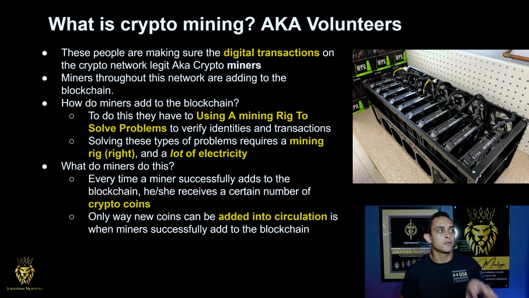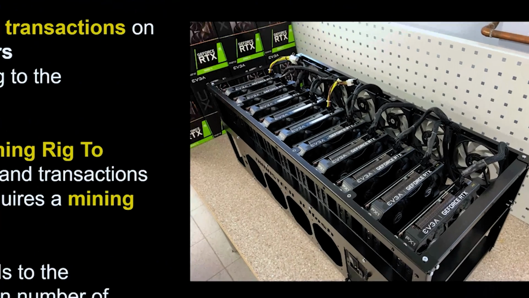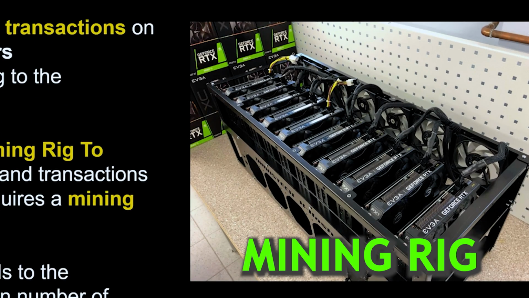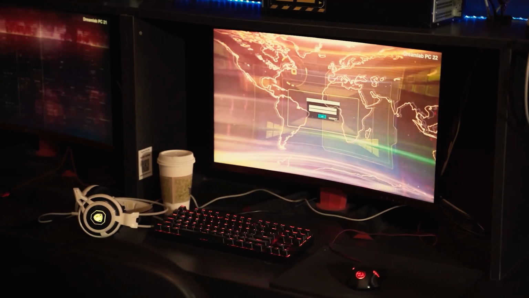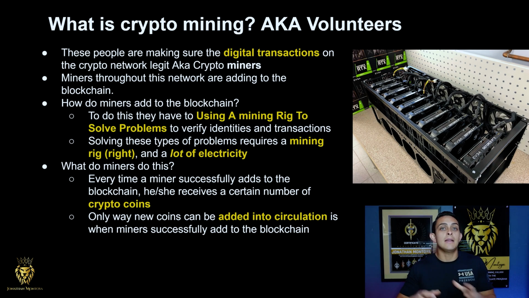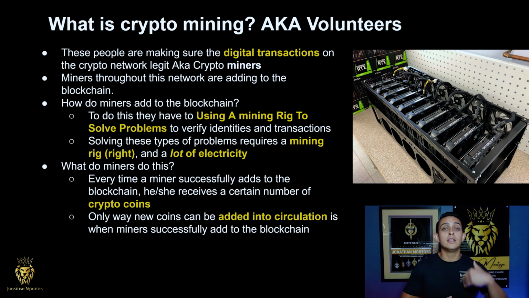Now, of course, they're not doing this for free, right? Miners throughout this network are adding to the blockchain, all right? So how do miners actually add to the blockchain? They do this by using a mining rig to solve problems, to verify identities and transactions. If you look at the picture on the right, that's a mining rig. Typically, to do this, you're going to need a very big mining rig or a huge computer with lots of power to solve these problems, to be able to be a miner, okay? And typically these take a lot of electricity to have a good mining rig. You typically can't use your desktop computer. You want to use a computer with lots of graphics cards, lots of power. That way you can solve these mining problems.